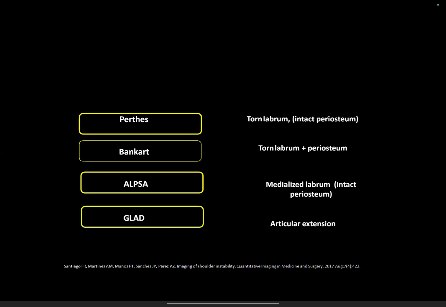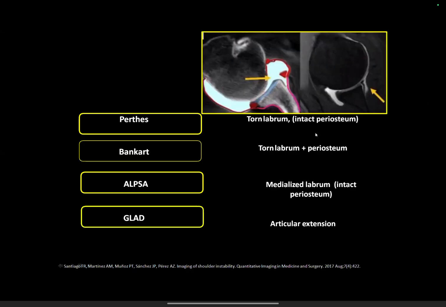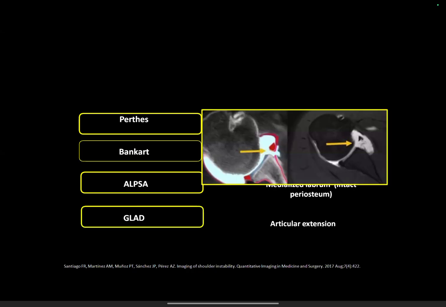of the shoulder. Now, injury of the labrum can occur in many flavors. If we have a torn labrum but an intact periosteum, we call that Perthes. If we have a torn labrum with disruption of the periosteum, then we call that a Bankart lesion. Bankart lesions occur in two flavors. It could be a soft tissue Bankart, or it could be a bony Bankart, in which it chips part of the bone with it.